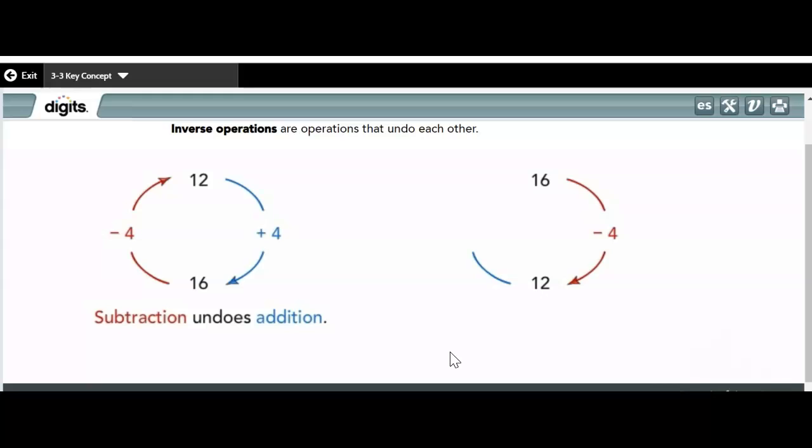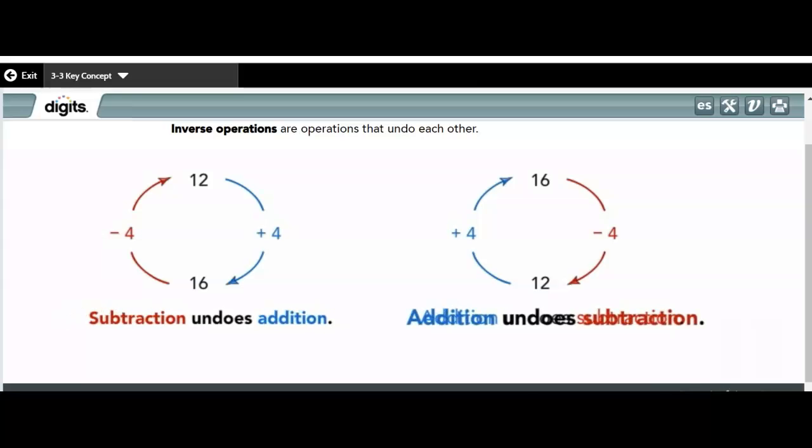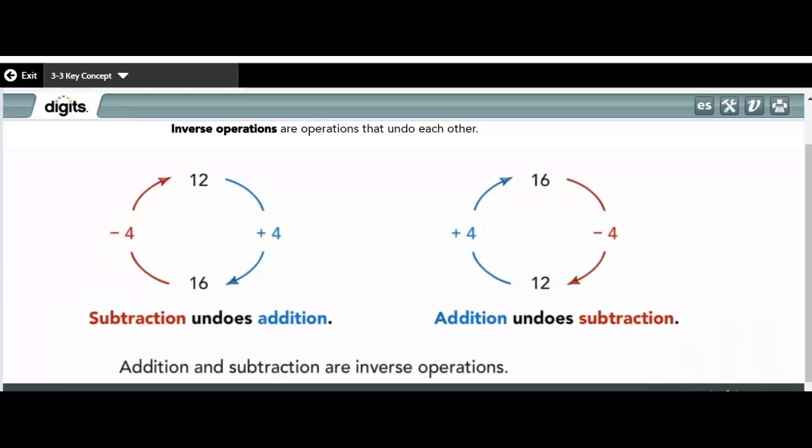12 plus 4 equals 16. Starting with 16, if you subtract 4 and then add 4, you end up back at 16. So addition undoes subtraction. Since subtraction undoes addition and addition undoes subtraction, addition and subtraction are inverse operations.